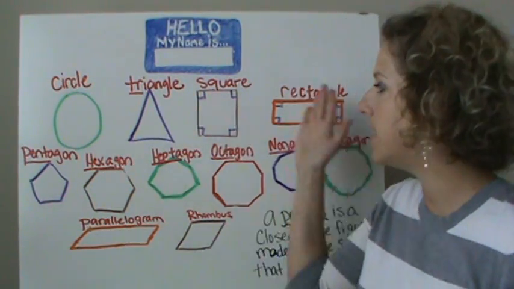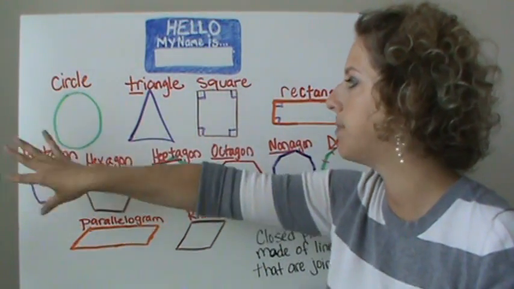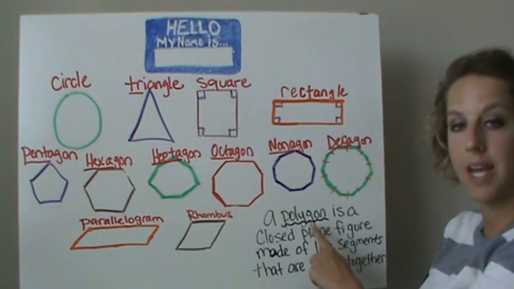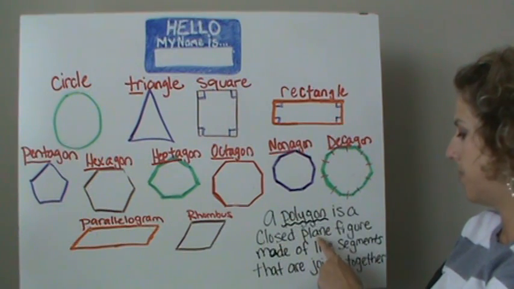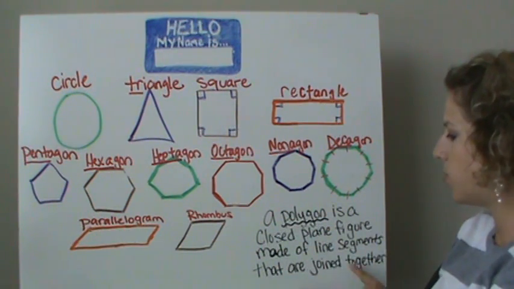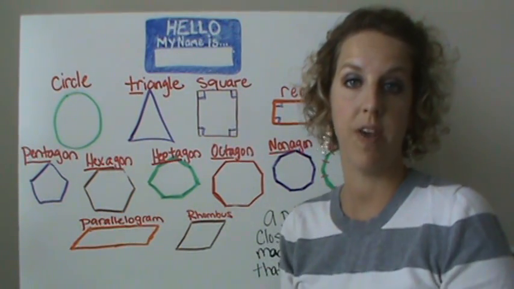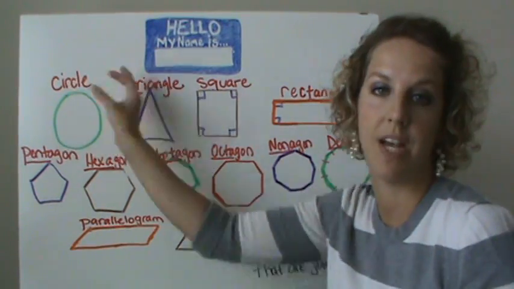Now, all of the shapes except for the circle, because it has no straight sides, are called polygons. A polygon is a closed plane figure made of line segments that are joined together. So instead of just calling these plane geometric figures, you can also call them polygons, except of course our circle.